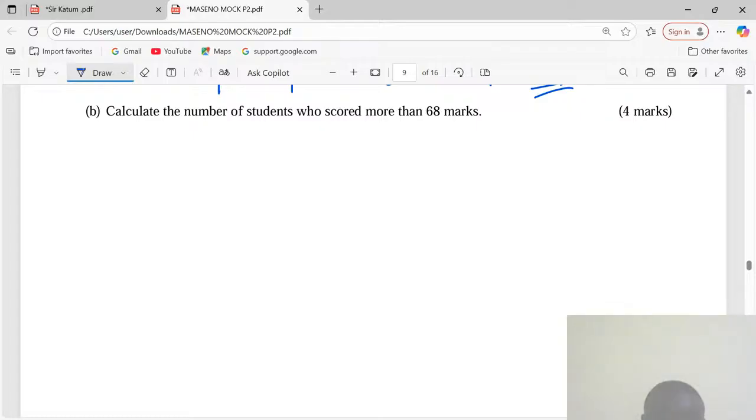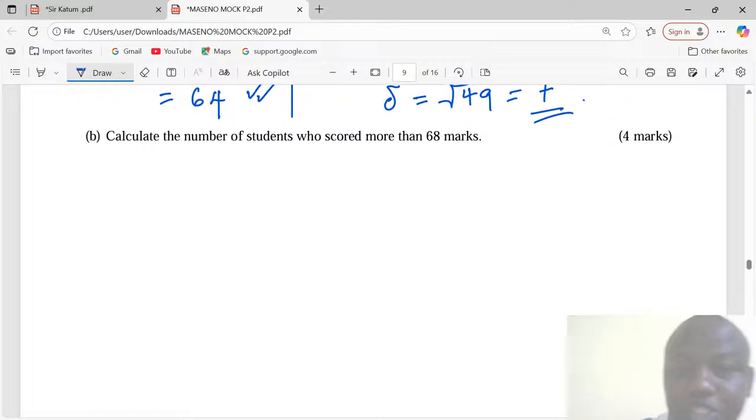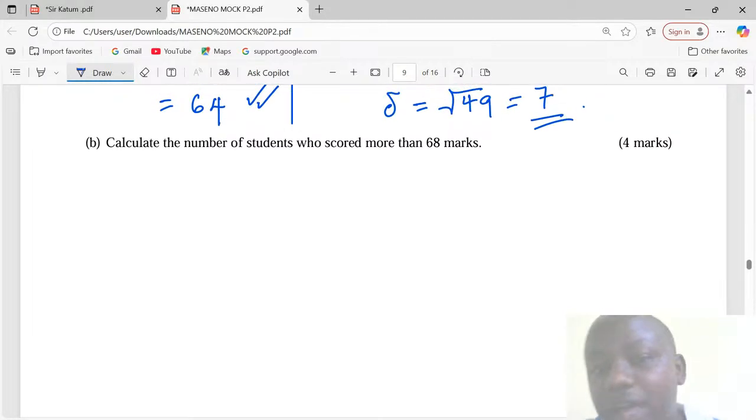What is this? Standard deviation, not variation. 7. Thank you. Let's check this question. We need to calculate the number of students who scored more than 68.